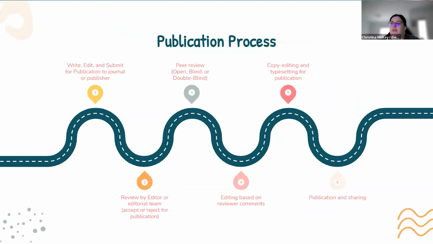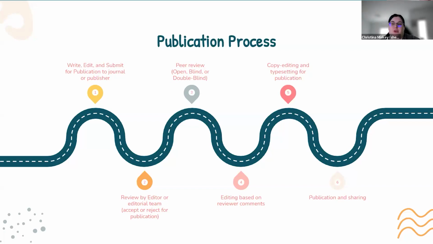From that point, the editor or editorial team reviews your publication, and if it's going through peer review, they'll accept or reject it for peer review. Or if it's not going through peer review, they'll accept it or reject it for publication. If your publication is going through peer review, then it'll go through the peer reviewers. And there's three different kinds of peer review that are currently in use.